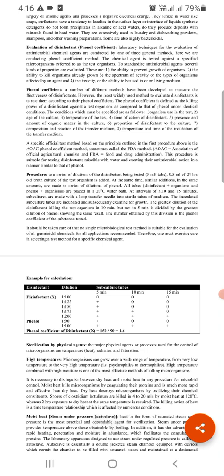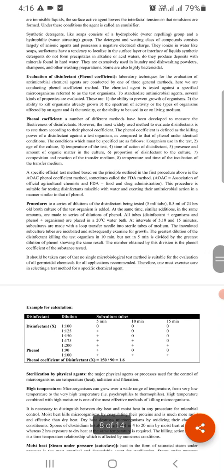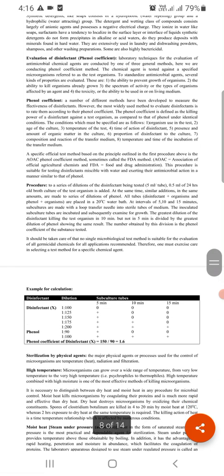What is the phenol coefficient, and what is its importance, is the most important thing. Phenol coefficient is a technique in which we evaluate a chemical as a disinfectant in comparison with phenol. Laboratory techniques for evaluation of antimicrobial chemical agents are conducted by one of three general methods. Here we are conducting the phenol coefficient method. The chemical agent is tested against a specified microorganism referred to as a test organism.